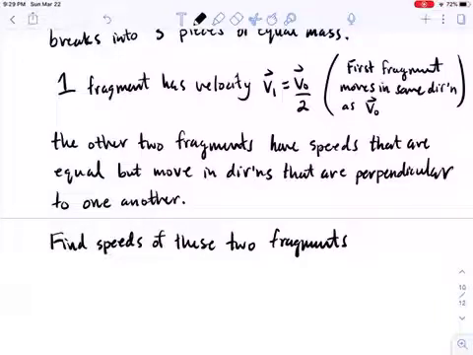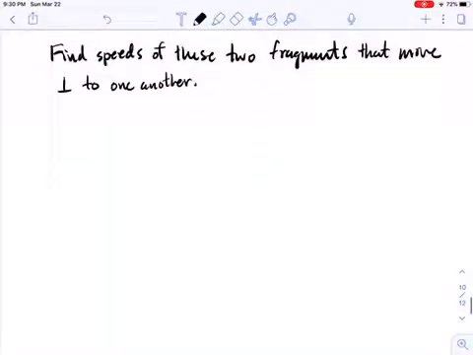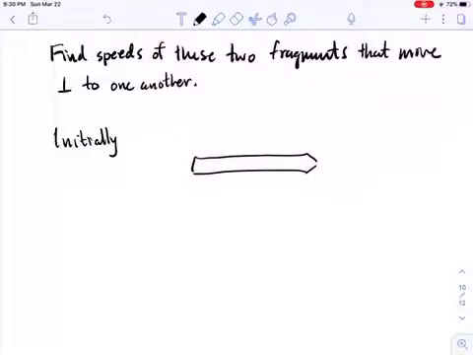Okay, so these two fragments move perpendicular to one another. All right, so let's start by drawing a picture. Initially, what we've got is a complete rocket that has some mass m, and it's moving with some velocity v0.